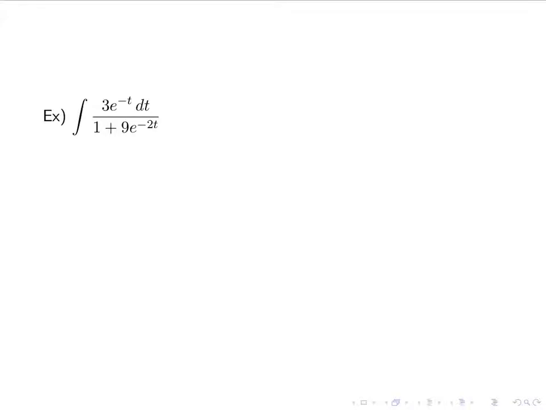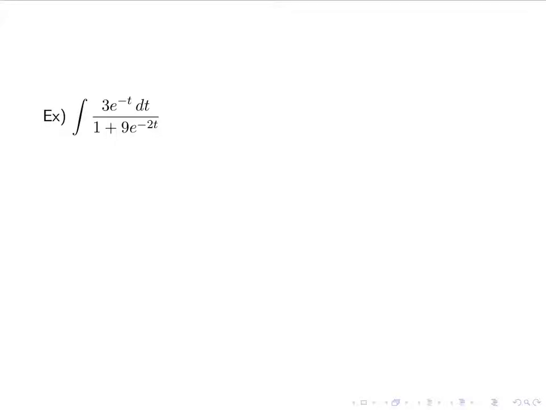The integral of 3e to the negative t dt divided by 1 plus 9e to the negative 2t. Again, this looks like it could be a little complicated. The first thing you always want to check is, is this actually a natural log problem? So you always want to check, is the numerator the derivative of the denominator? So that's the first thing we should check by looking at this.